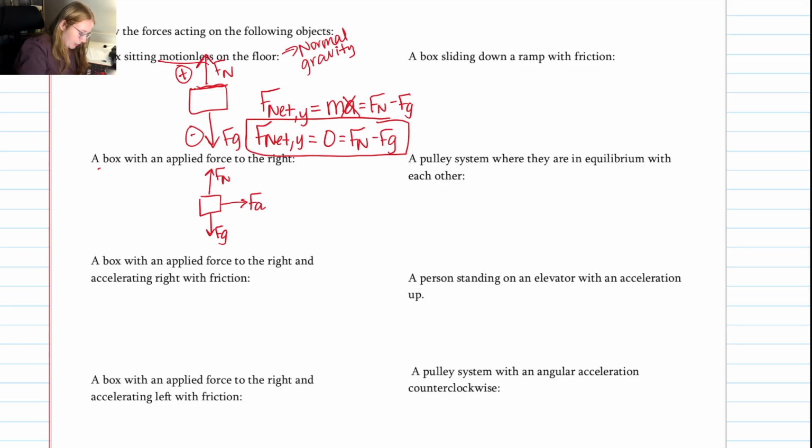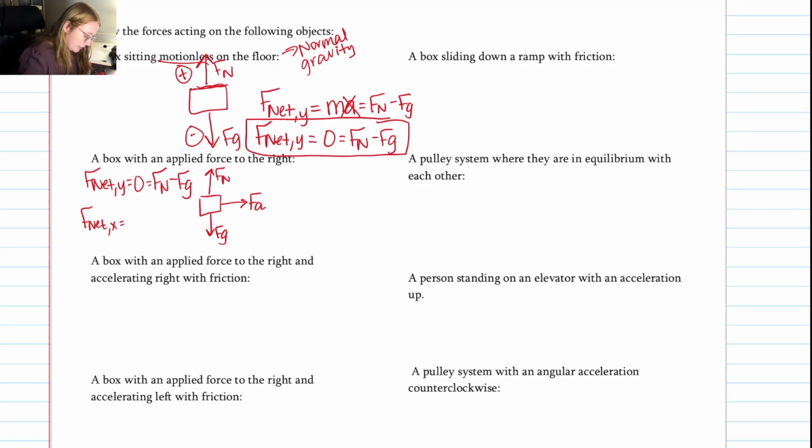So for this example, we could actually do an F net Y and an F net X. Okay, so an F net Y, we're not sinking or floating, so they should be equal to 0. We have no acceleration in the Y direction. And it looks like the same scenario. Fn is my positive vector, so I'm going to add that. And I'm going to subtract Fg because that one is pointing downwards. So that would be my negative vector.